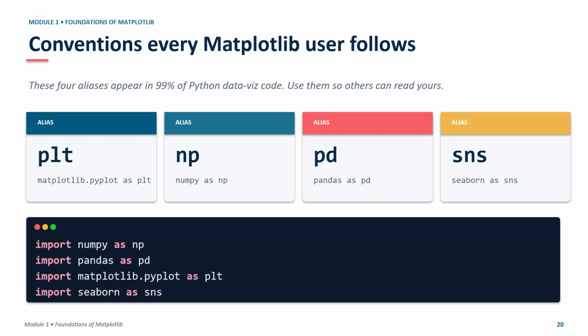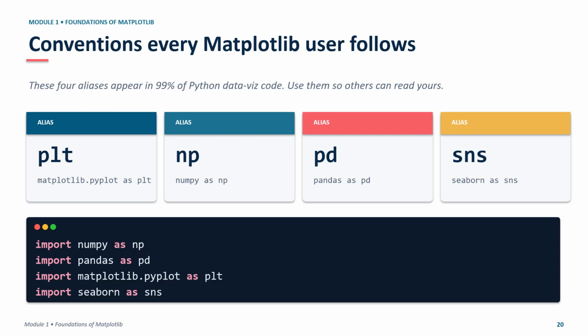This slide explains the conventions that every Matplotlib user follows. As I mentioned earlier, the four aliases shown here appear in nearly all data science code worldwide. plt for matplotlib.pyplot, and every Matplotlib tutorial has this. And np for NumPy. NumPy is the foundation for numerical computing in Python, and almost all data science code imports it as np.